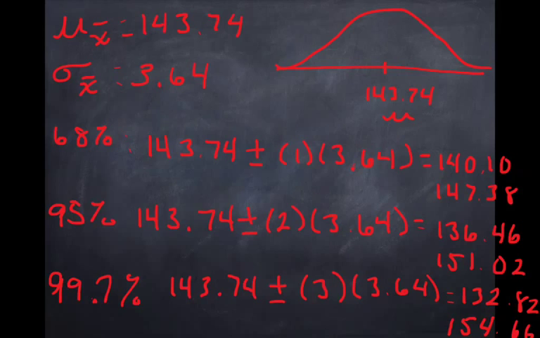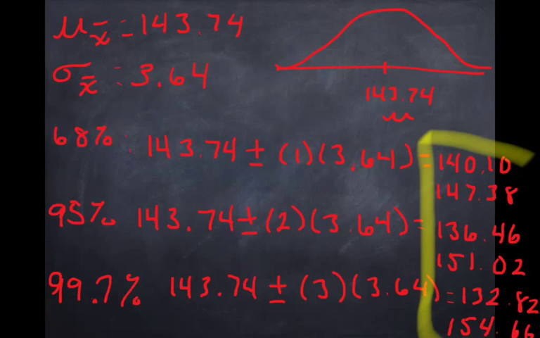And so what you should do is write these numbers down. Just write these values right here down. Here's our 68%, our 95%, and 99.7% ranges here.